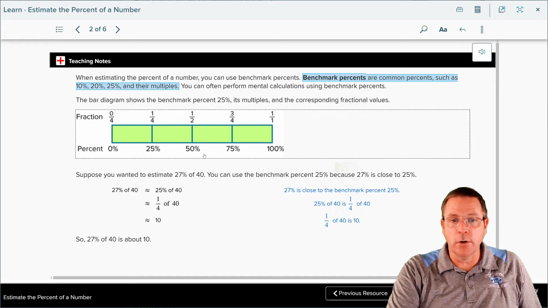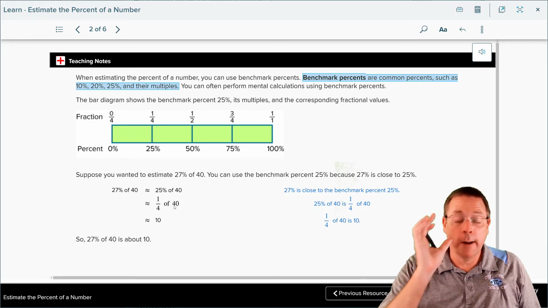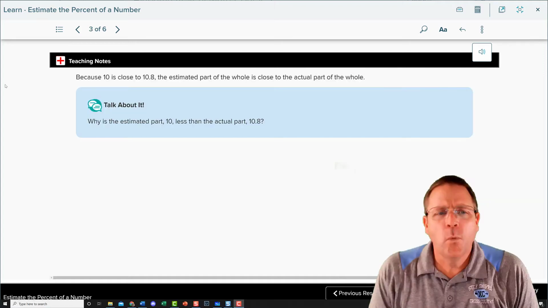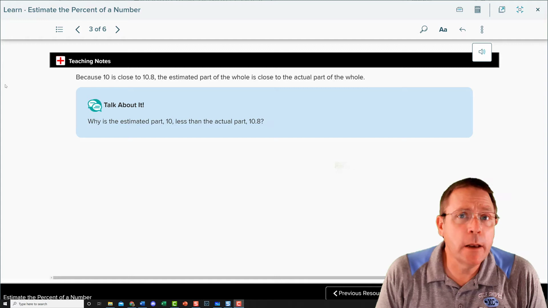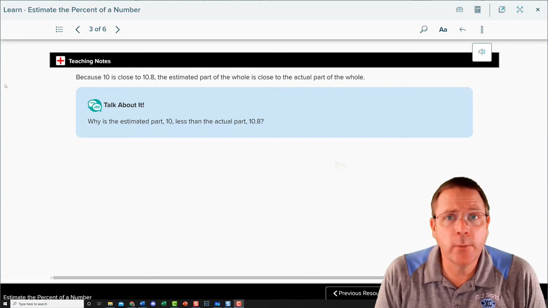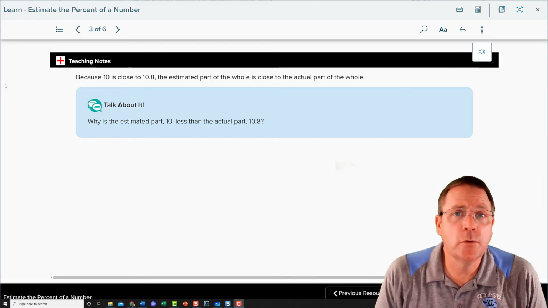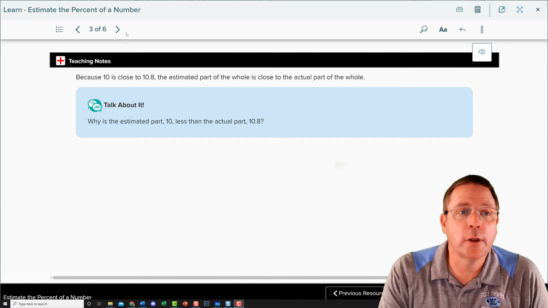This is showing your work. You're missing a few things where they put the 40 over the 1. They didn't simplify the fraction before they multiplied, but they did end up coming up with the same answer. Now, why do you think the estimated value of 10 ended up being less than the 10.8 that we got when we actually calculated it? Well, maybe because the 25% that we used was less than the 27% that they gave us. That's the reason our estimate was a little lower than what the calculation gave us.